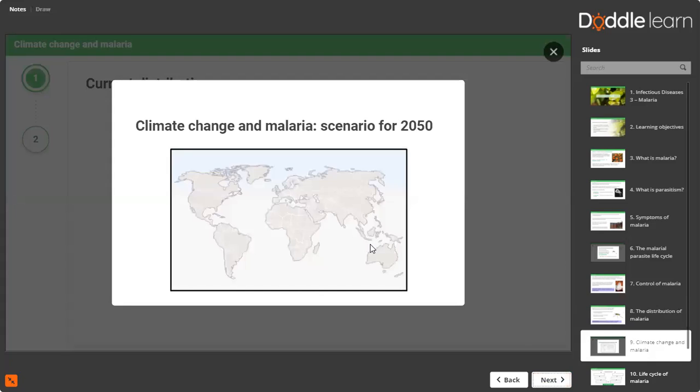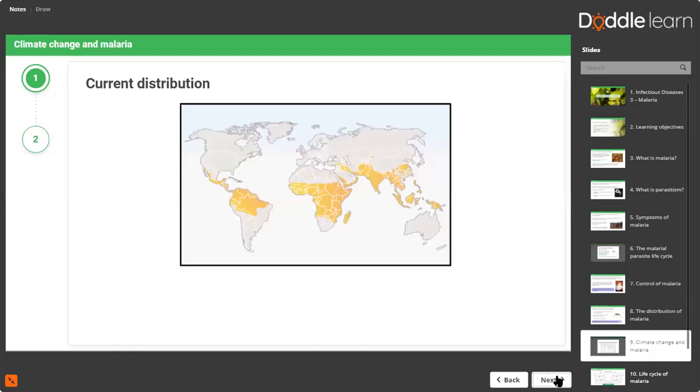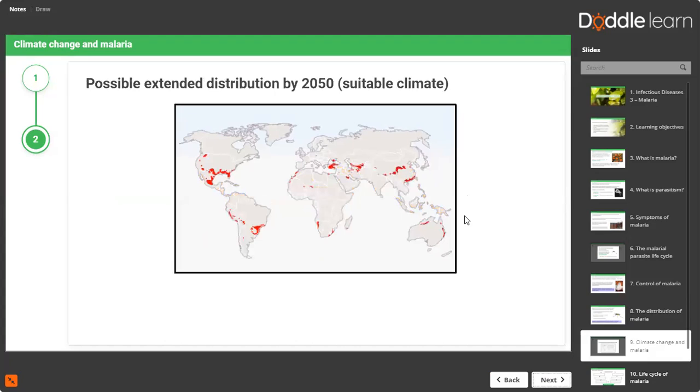So climate change and malaria, we're going to look at the scenario for 2050. This is our current distribution. If we think we've got the equator just around here, this is all our equatorial regions. If climate change continues and global temperatures rise, what we think could happen is that we then get these extra extended distribution, these extra countries.